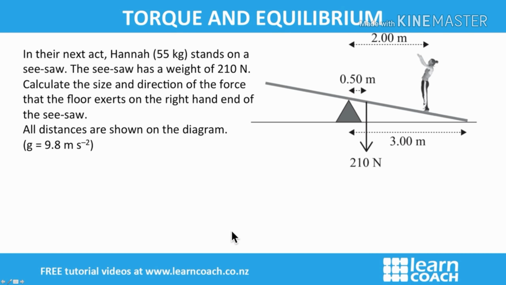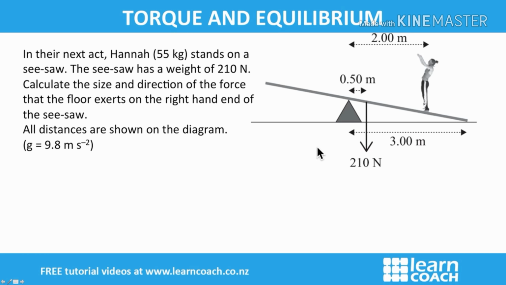So let's look at one more NCEA question. In an act, Hannah, who's 55 kgs, stands on a seesaw. This seesaw has a weight of 210 newtons. Can we calculate the size and the direction of the force that the floor exerts on the right hand end of the seesaw? So that's this part up here on the right. All distances are shown here in the diagram, and gravity, as usual, is 9.8 meters per second squared.